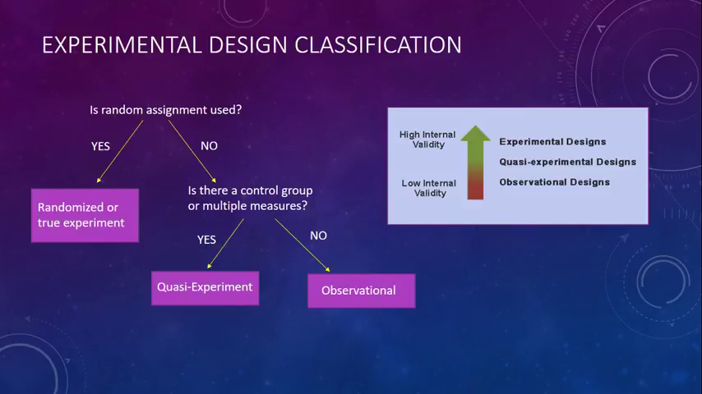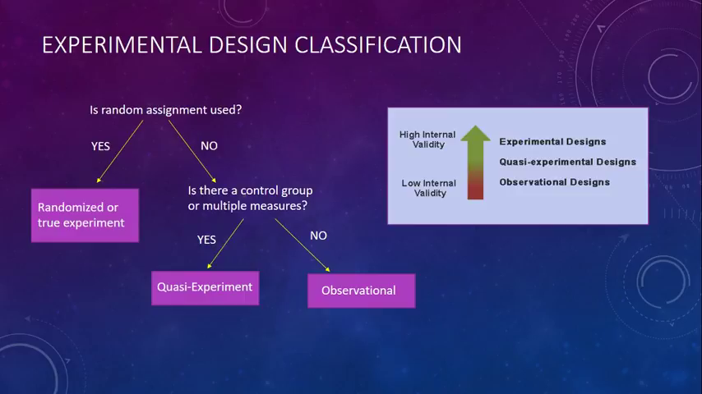So now that we have discussed what is necessary to establish a causal relationship and have knowledge about the threats to validity, we can finally start to talk about implementing a design. There are three ways to classify a design: a randomized or true experiment, a quasi-experiment, or an observational study. If random assignment is used, remember that's just how you assign the groups to either treatment or control, then you have a true experiment and you can establish a cause and effect relationship to a very high degree of certainty.